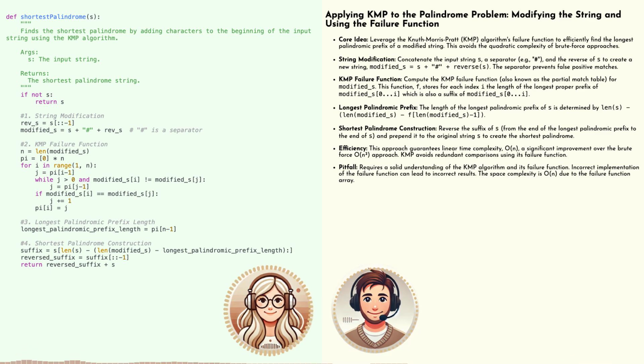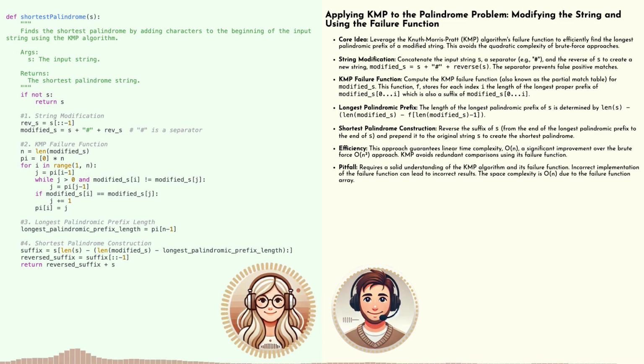Imagine you're trying to find the word CAT in a long sentence. You've successfully matched CA, but the next letter isn't a T. A naive algorithm would start the search all over again from the beginning. That sounds pretty inefficient, especially if the sentence is really long. Exactly. But KMP is smarter than that.